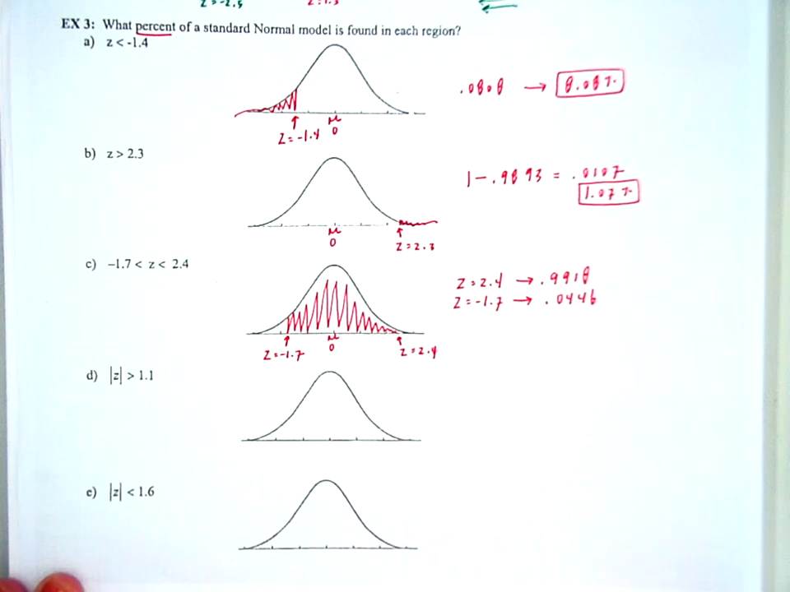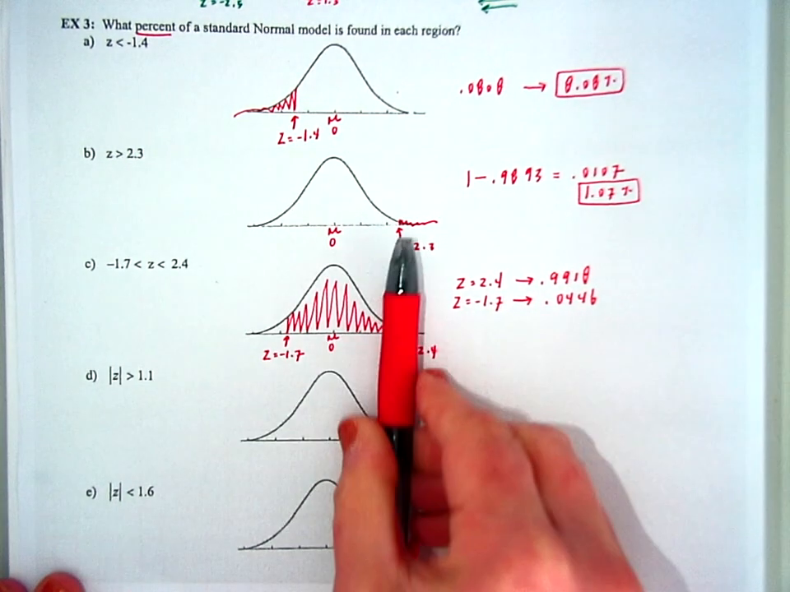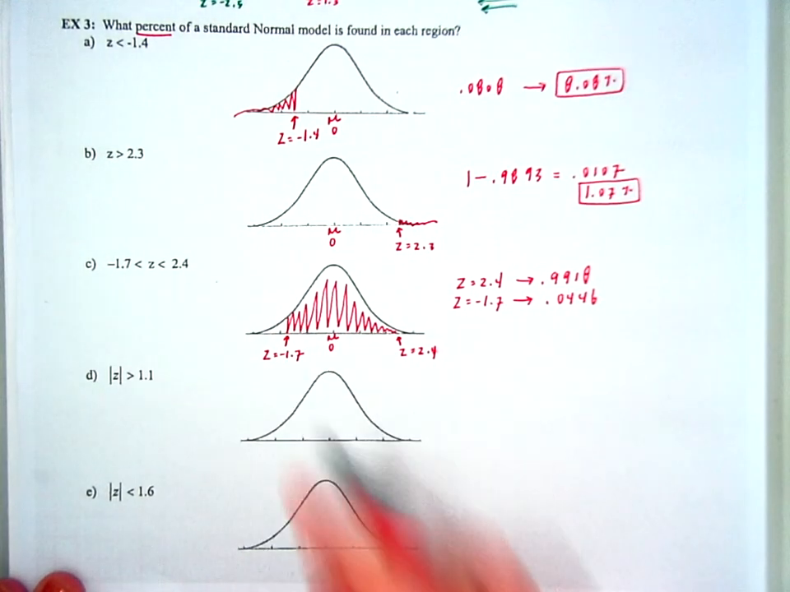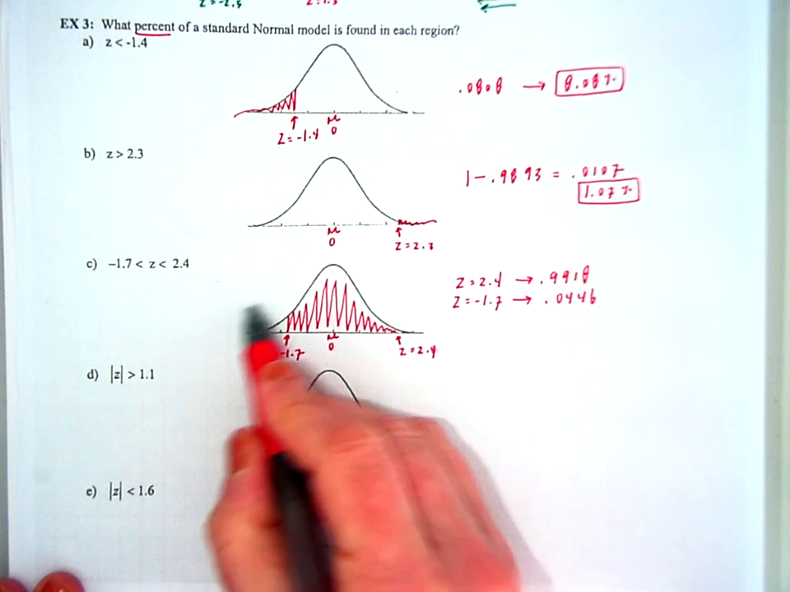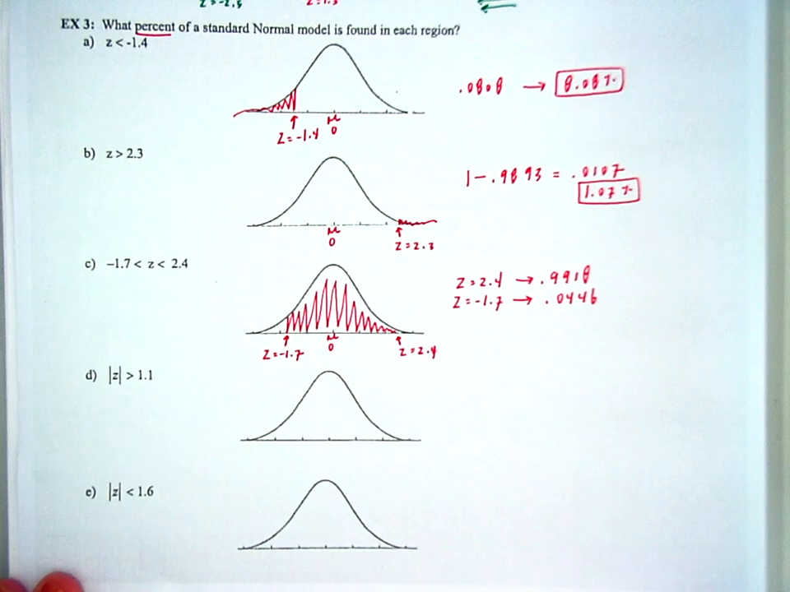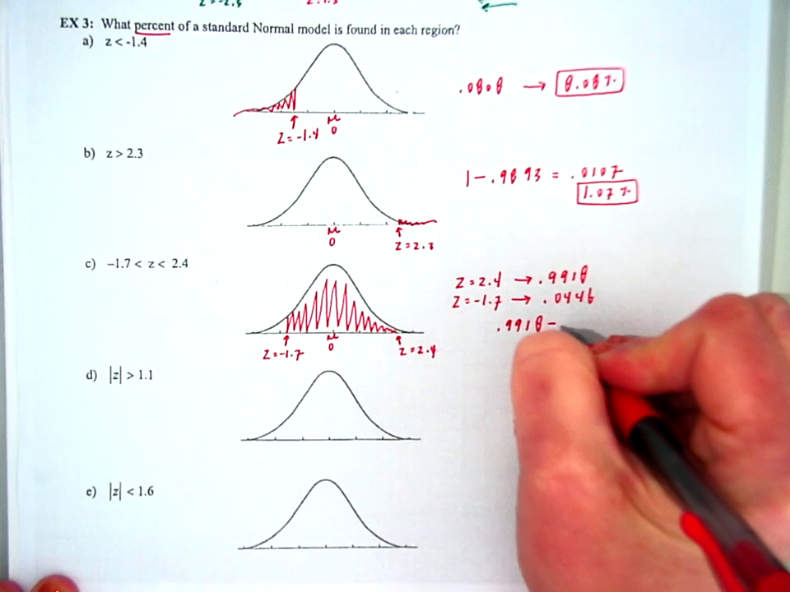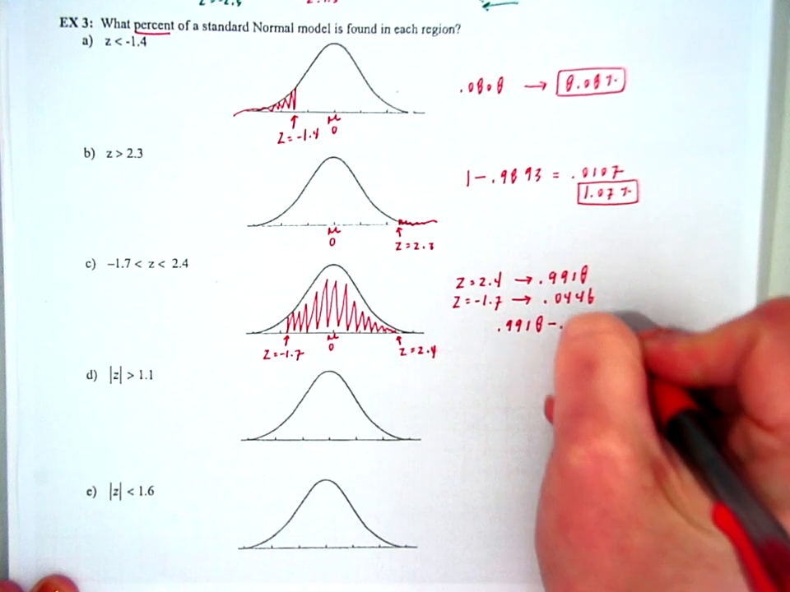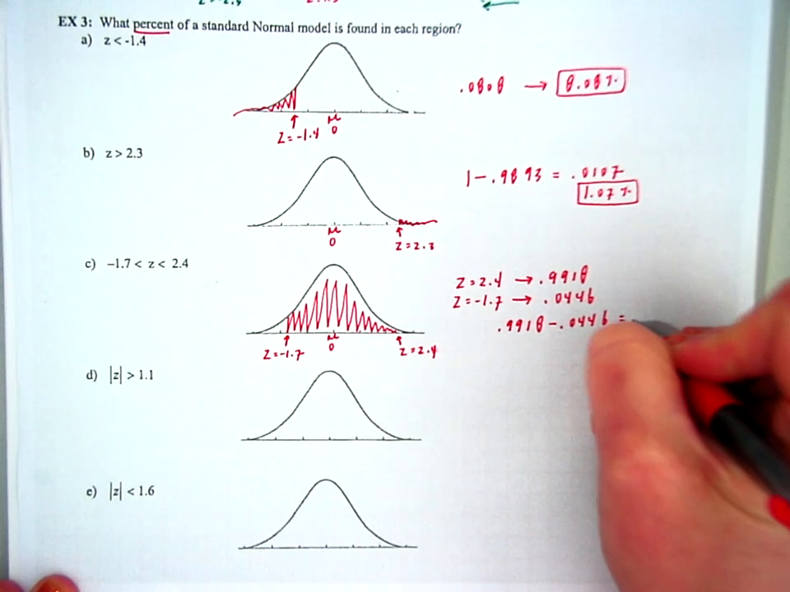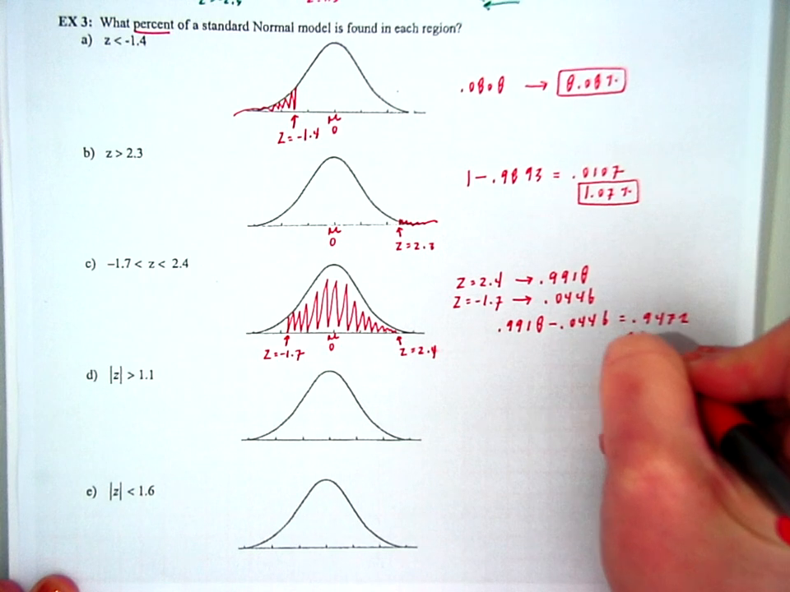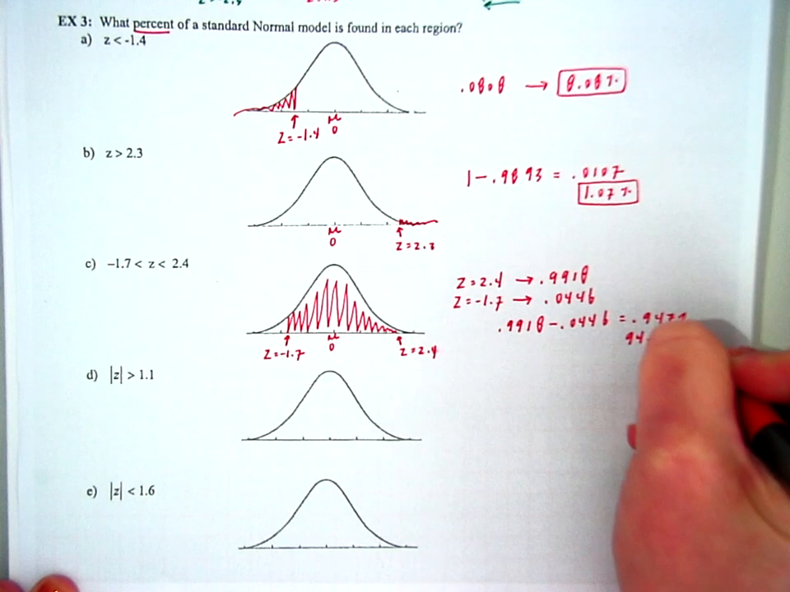So what I need to do is look at this area right here, the 0.9918, and then subtract this area right here, the 0.0446. So 0.9918, take away 0.0446, it's going to get me 0.9472, or 94.72%.